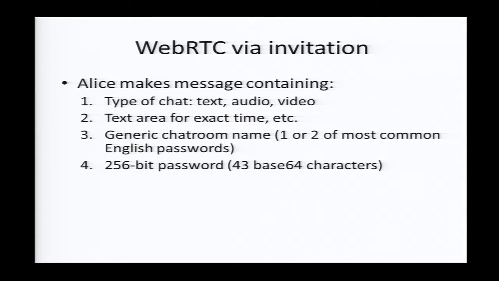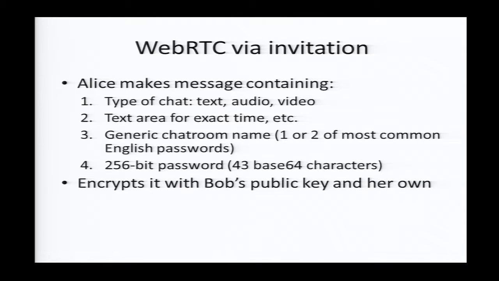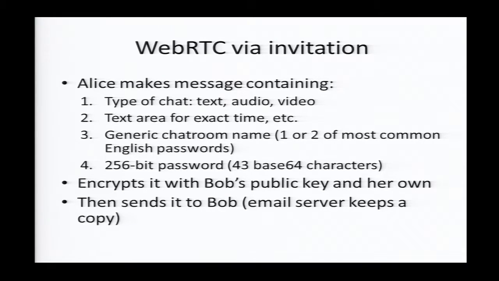Then a generic chat room name, because it's going to connect through a commercial server, through Firebase, and it's going to try to be as nondescript as possible. And then there is a password that is 256 bits. If the other side doesn't have it, there won't be a connection. Then passlog is going to encrypt it with Bob's public key, which Alice has, and with her own as well, so she can also decrypt that message again. And then send it to Bob. The email server will keep a copy, but it won't be able to decrypt it because only Bob and herself have the key.